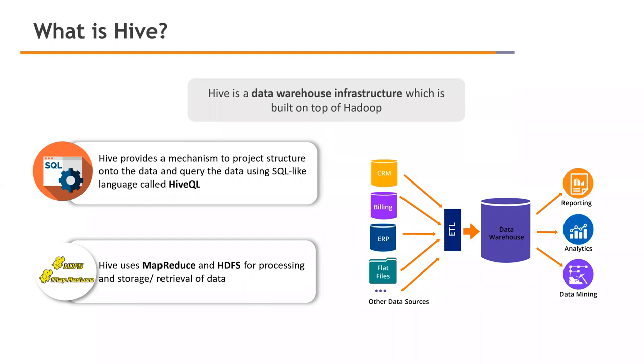So Hive is called the default data warehouse on top of Hadoop. And Hive, in fact, has its own language, which is called HiveQL. Hive provides a mechanism to project structure onto the data and query the data using a SQL-like language called HiveQL. In fact, HiveQL was developed by taking SQL as the base platform. It is very similar to your standard SQL. There is very rare difference between them.